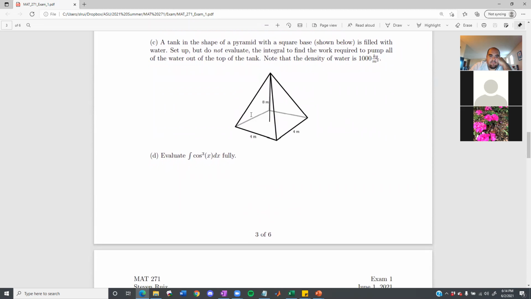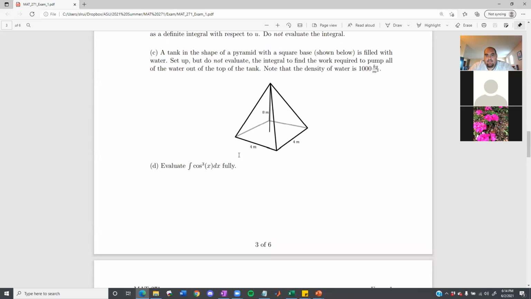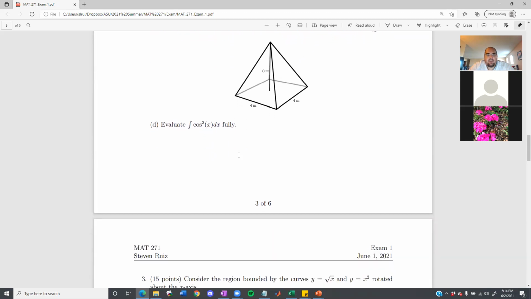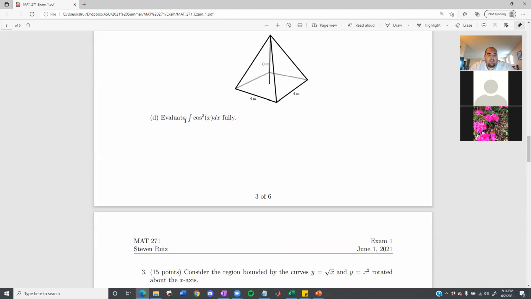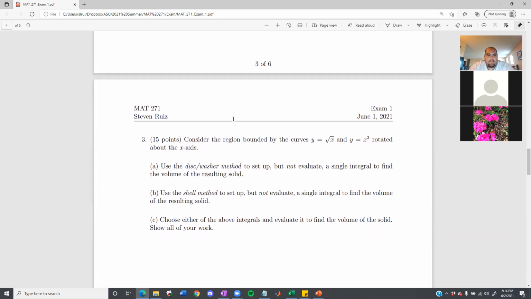C was by far the most missed question on here, and I'm not really surprised that it was. These work problems where you're basically pumping a liquid out of a tank are pretty tricky. I'm not going to go through it in too much detail right now, but I would encourage you to consult the solution on that one that I posted. D, most people did really well there.